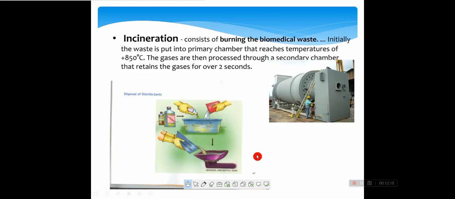Then the third one is incineration. Incineration is also used for burning the biomedical waste. Initially, the waste is put in the primary chamber, as you can see in the diagram, and then the temperature reaches 850 degrees Celsius, and then the gases are released from the secondary chamber, and the incineration process is completed.